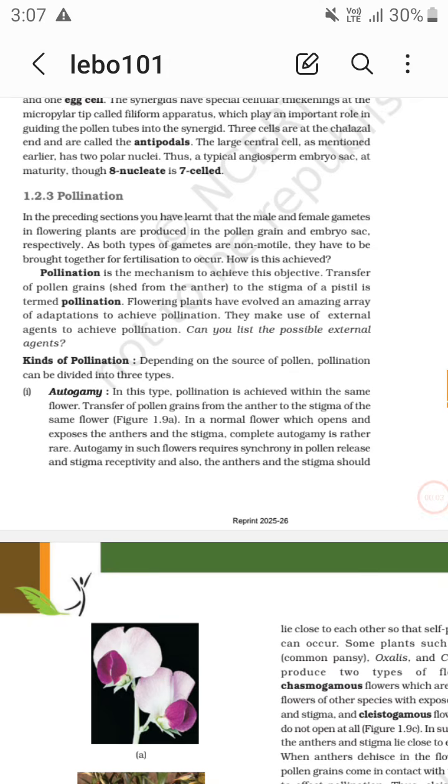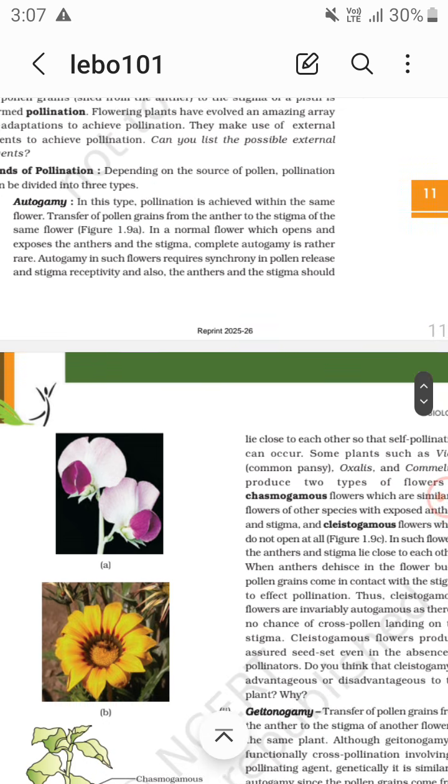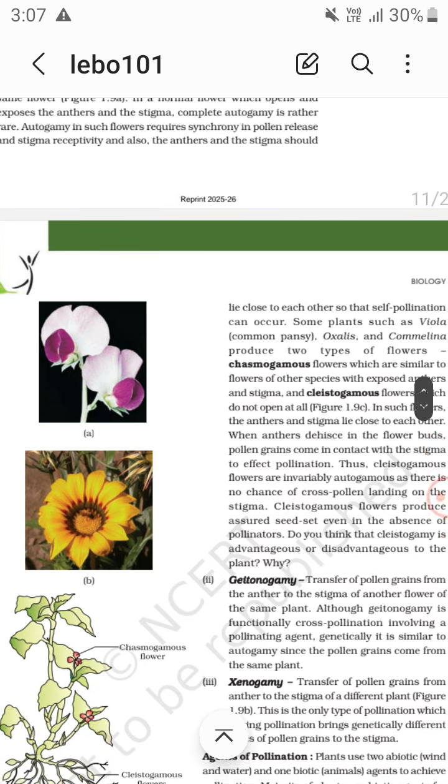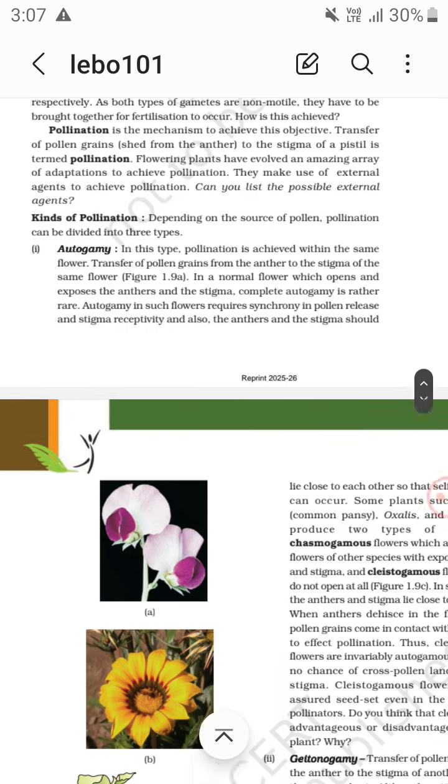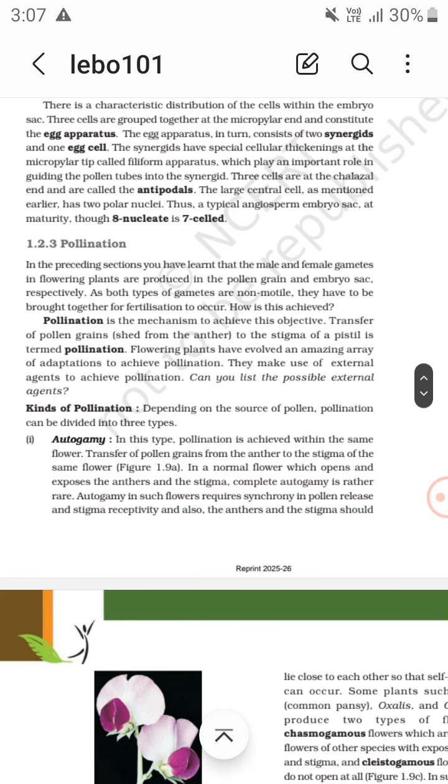Sexual reproduction in flowering plants. Pollination. Kinds of pollination. Depending on the source of pollen, pollination is of three types. Autogamy involves chasmogamy, cleistogamy, and then deuterogamy and xenogamy, and the agents of pollination that bring about the pollination.